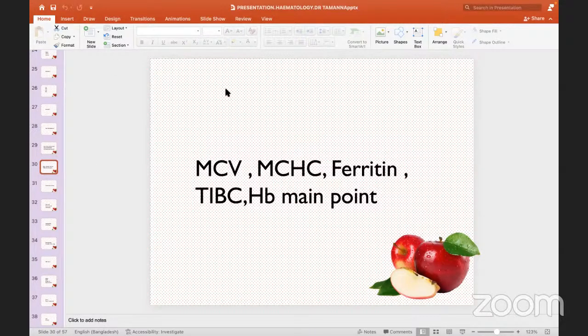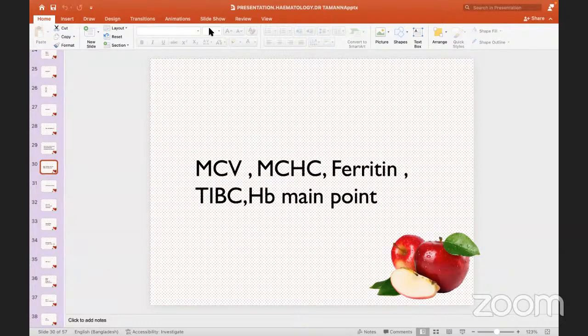Now tell me, MCV, MCHC, ferritin, TIBC, hemoglobin, main point of what? Iron deficiency. Iron deficiency anemia. Very good. When you don't know why the hemoglobin is low, and you have to prove this is iron deficiency, you have to answer MCV, MCHC. So there is a chart in every MRCPCH book. Have you seen this chart of MCV, MCHC? I hope you all saw this chart. If you search in the net, interpretation of iron deficiency anemia, thalassemia, you will find this chart.